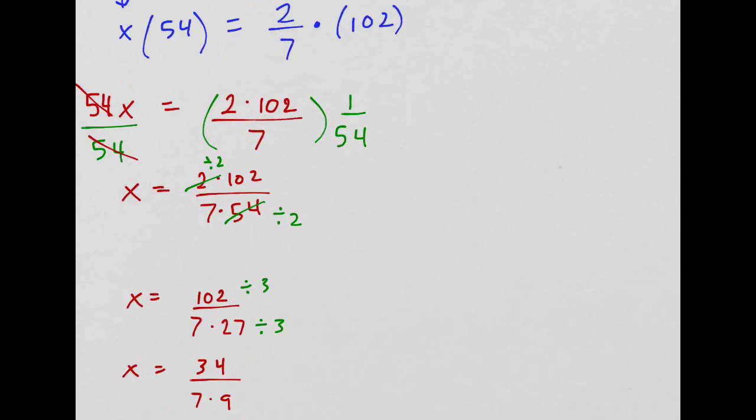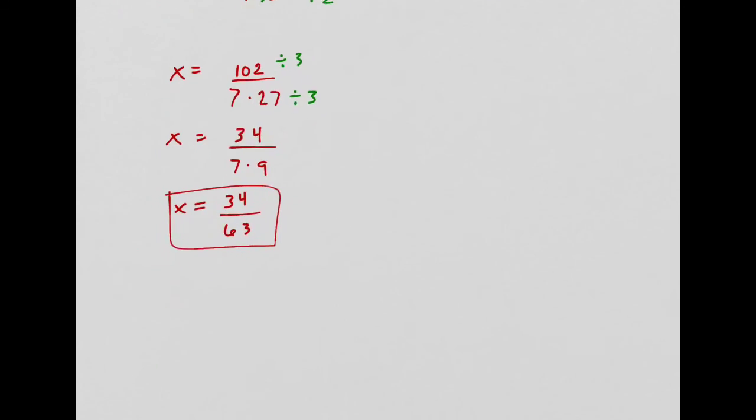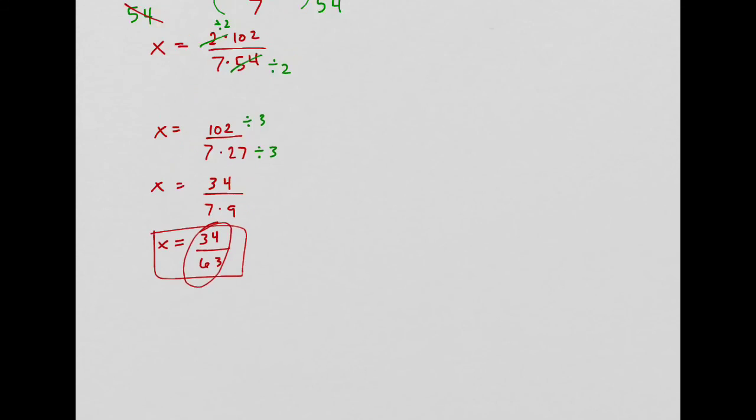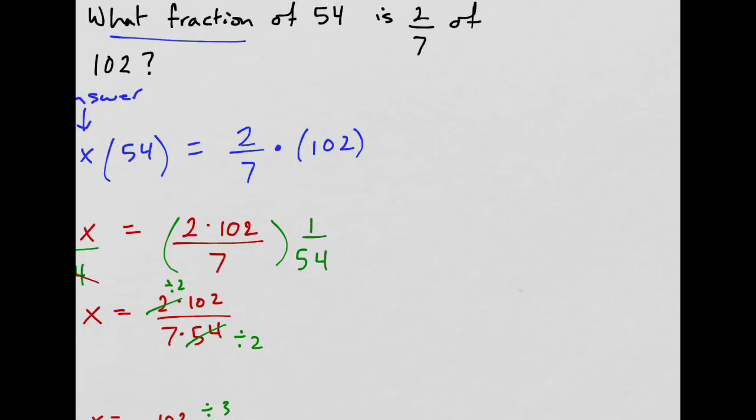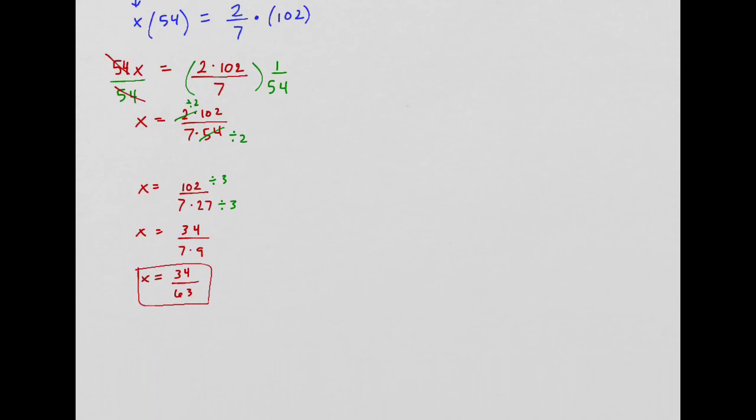So 34/63 of 54 equals 2/7 of 102. It's a really complicated way to word it, but we're saying that this fraction times 54 gives me the same thing as this fraction times 102. That's all it's asking for. So there's that example. I think I'm going to stop this video and then continue on in another one.